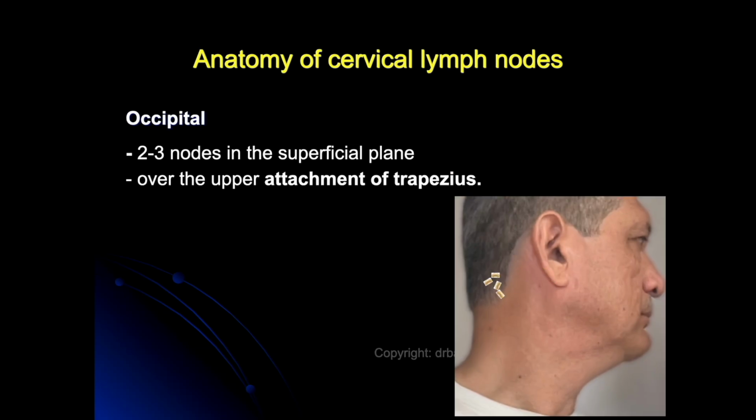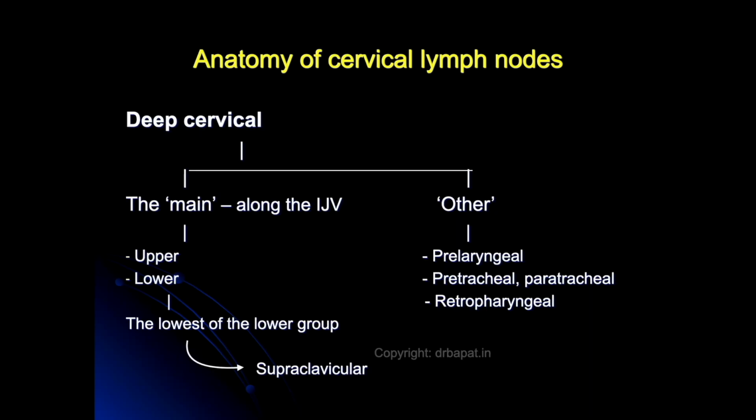And then there are two or three occipital nodes lying in the subcutaneous plane over the upper attachment of trapezius. They become enlarged in scalp infections and rubella. The deep cervical lymph nodes are divided into two groups. The so-called main group forms a chain along the internal jugular vein, mostly under the cover of sternocleidomastoid. That means topographically they lie in the carotid triangle.